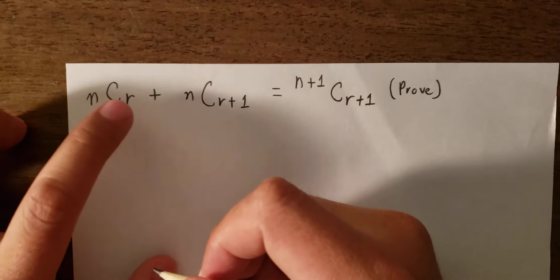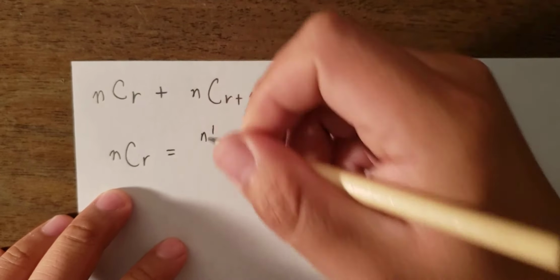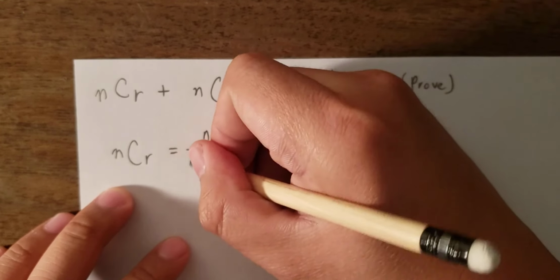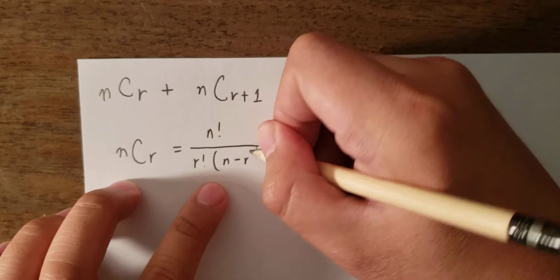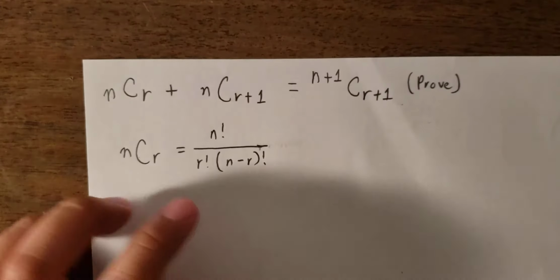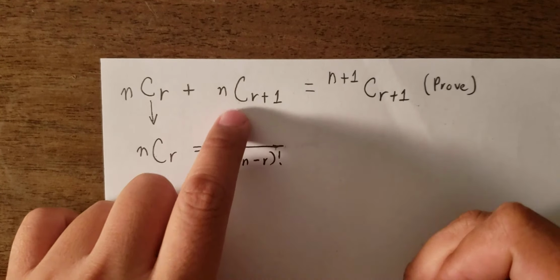We have nCr, which is n factorial divided by r factorial multiplied by (n minus r) factorial. This is the first one. Now we move to the next one.